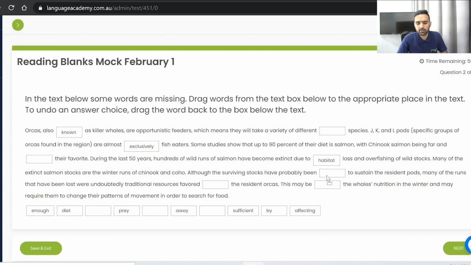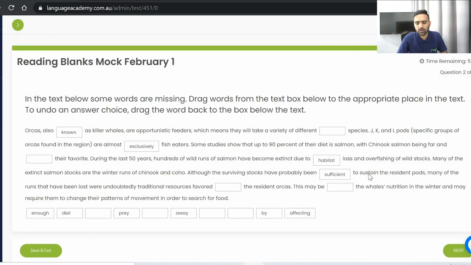You'll always say have been sufficient to sustain the resident pods. Many of the runs that have been lost, meaning many of the species which have been lost, were traditional resources favored dash by resident orcas.